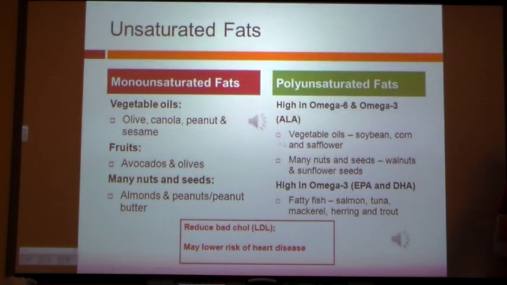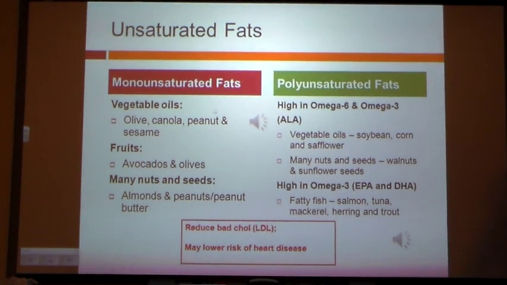Within unsaturated fats there are multiple different forms too, but most of them are actually pretty good. If you get a mixture of both animal and plant unsaturated fats, so a mixture of vegetable oils, peanuts, as well as avocados and olives, they contain high levels of monounsaturated fats, as well as the polyunsaturated fats from omega-3 in fish, that would actually be really good for you.